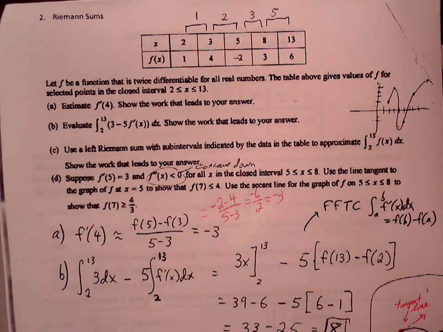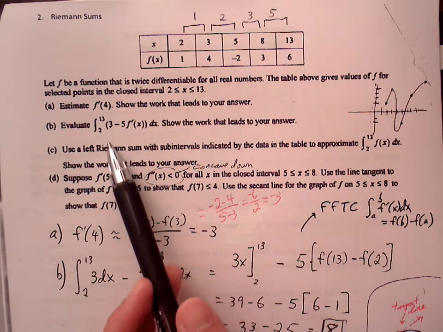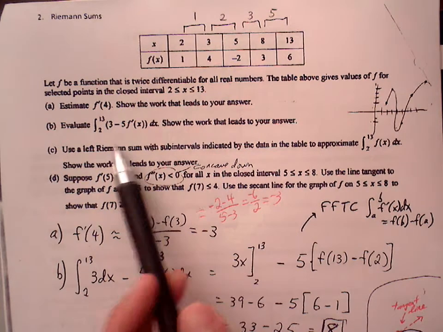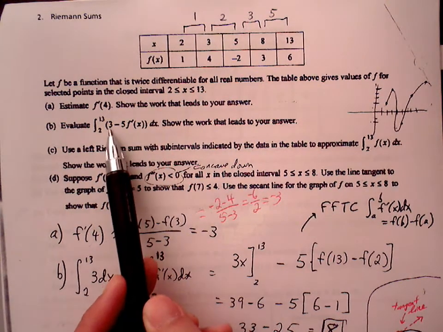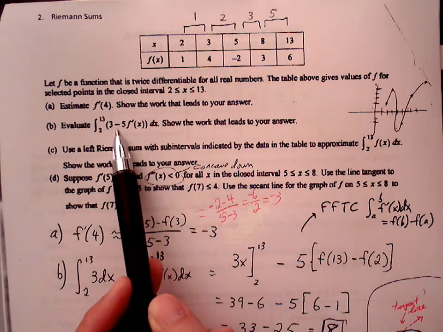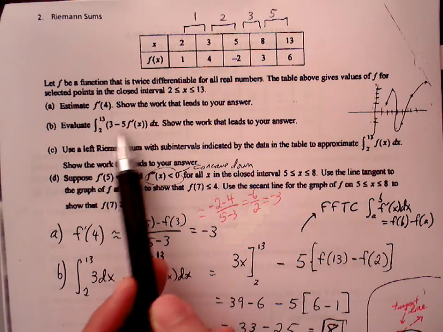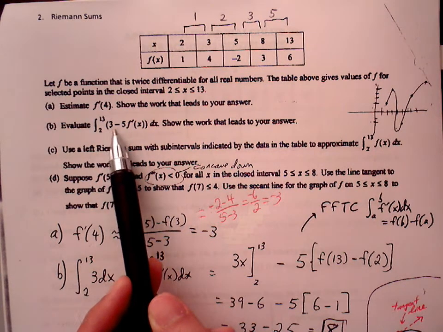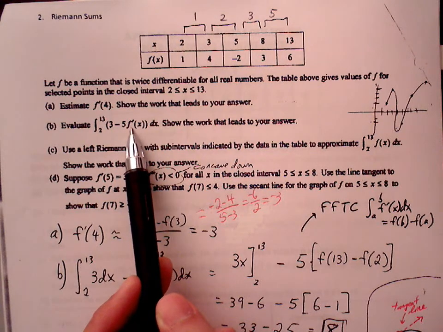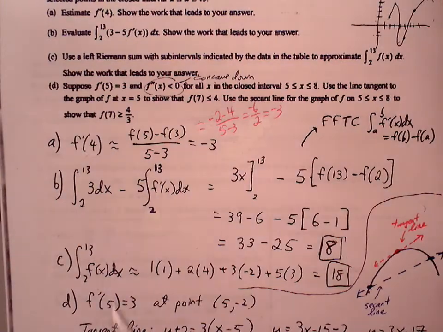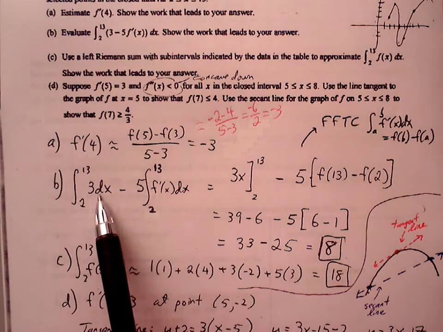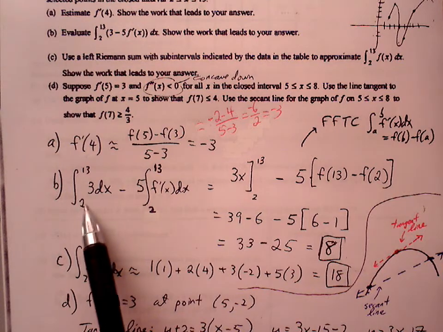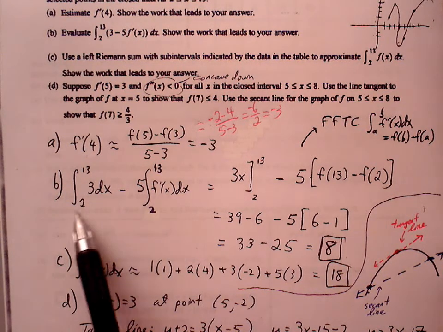Okay. For part B, evaluate the definite integral from 2 to 13 of 3 minus 5f prime. Show the work that leads to your answer. Now, we have two separate terms that have a minus in between. Let's treat these like two separate problems. So let's do a definite integral from 2 to 13 of 3, and then a definite integral from 2 to 13 of 5f prime. So we kind of divide and conquer when we are able to split these up. So if I split this up here, this first problem I can handle by using the power rule.